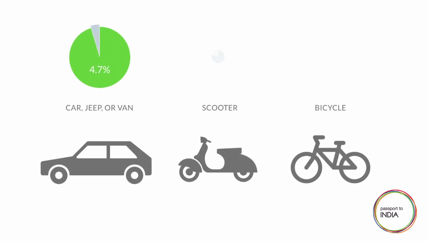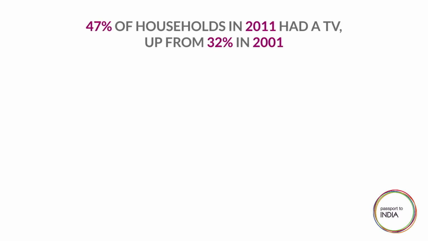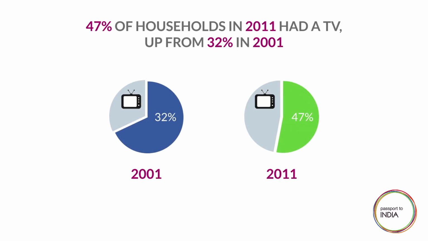4.7% of Indian households in 2011 had a car, a jeep or a van. 21% have a scooter, and 45% a bicycle. 47% of households in 2011 had a TV, up from 32% in 2001.